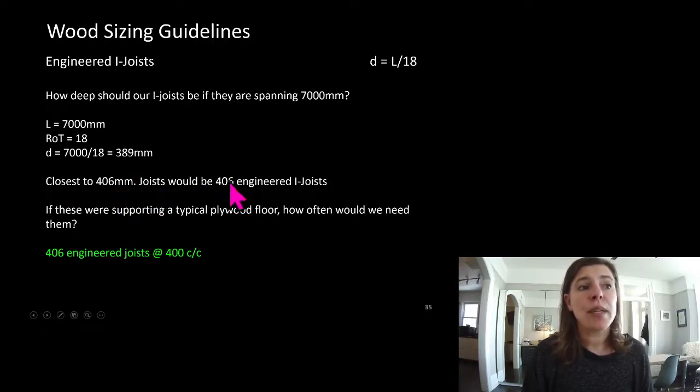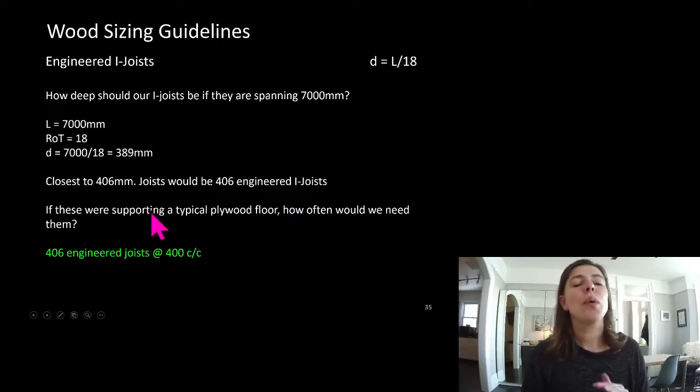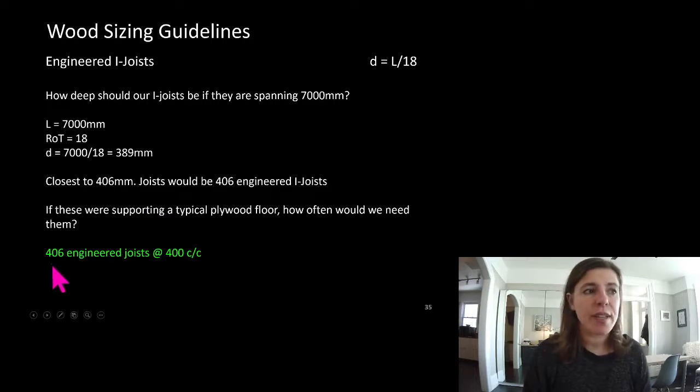So these I-joists would be 406 engineered I-joists. And if they're supporting a typical plywood floor, we would want them at 16 inches center to center. Or a 406 engineered joist at 400 millimeters center to center.